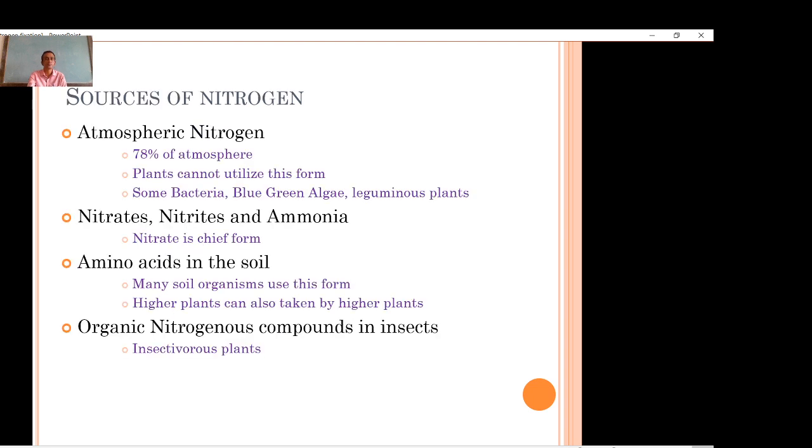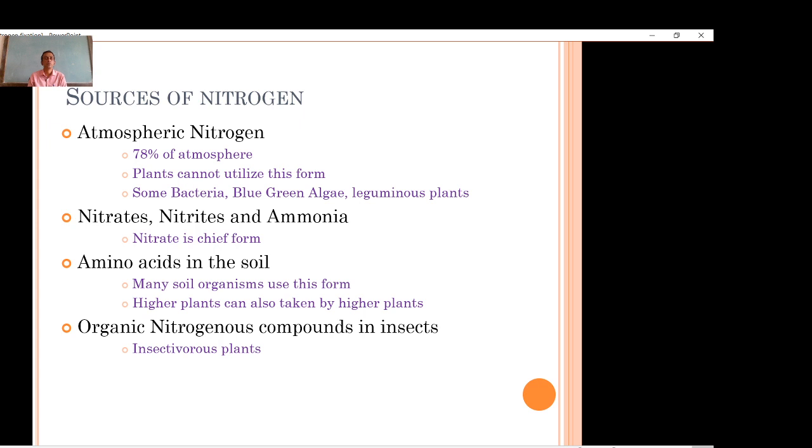Okay. The next point is the sources of nitrogen. From which sources does the plant take nitrogen? Okay, we see them one by one. Atmospheric nitrogen: in air, nitrogen is generally 78%. But the plant cannot utilize this form.